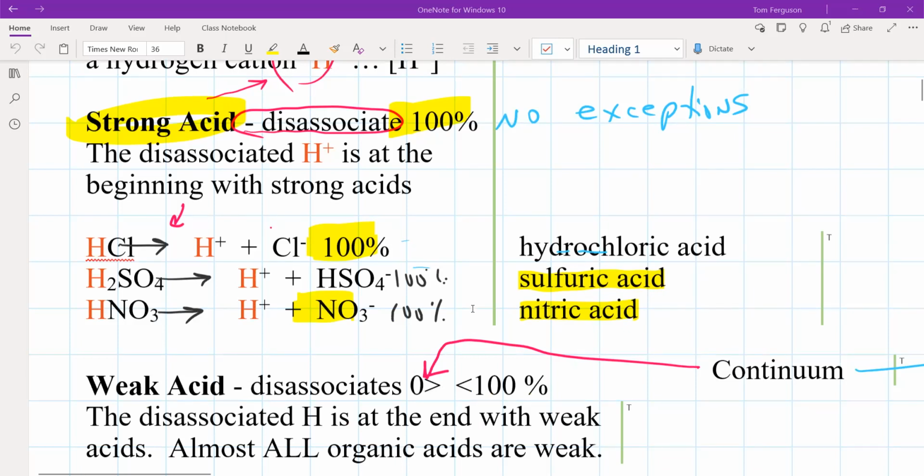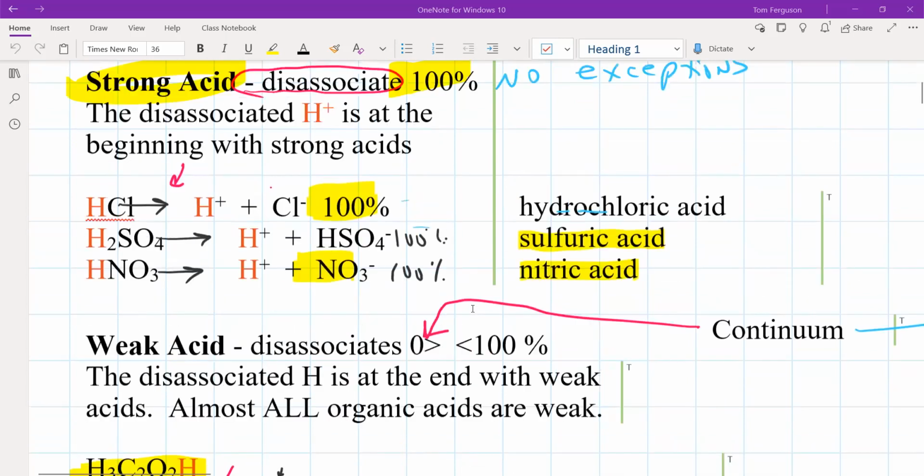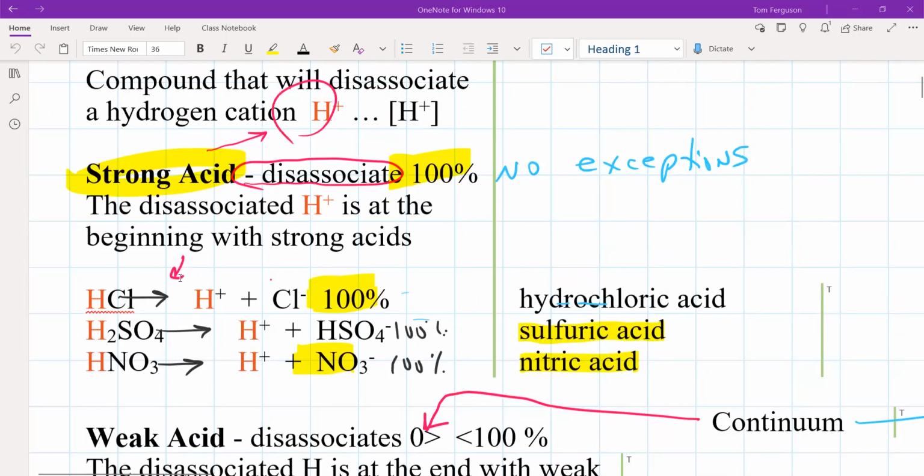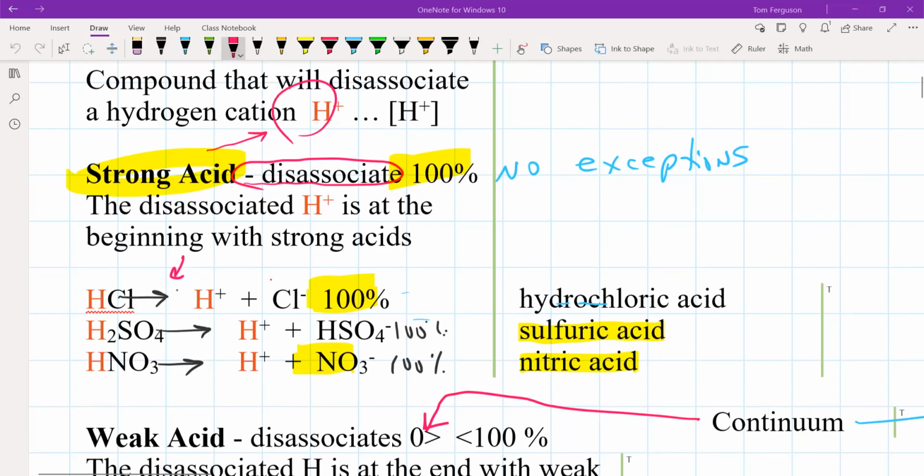Contrasted to a strong acid is a weak acid. One other thing on strong acids: they totally dissociate. In other words, that H+ comes off the original molecule, so there's none left. There's an arrow here, and that arrow is a one-way arrow only. So there is none of this left if it's a strong acid. It's all to the right here.